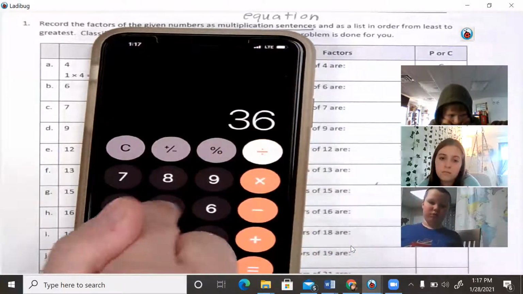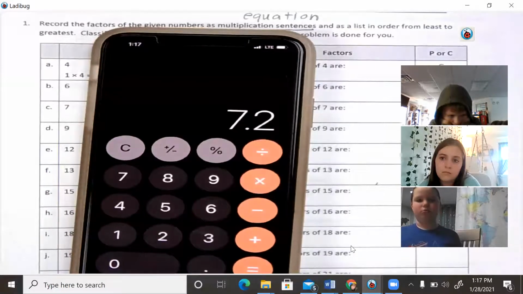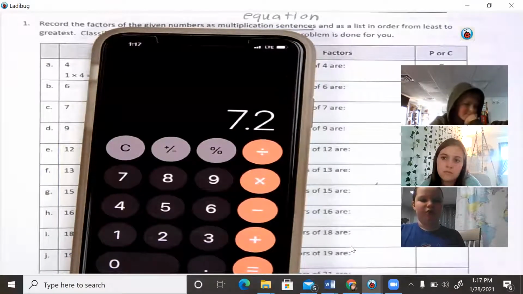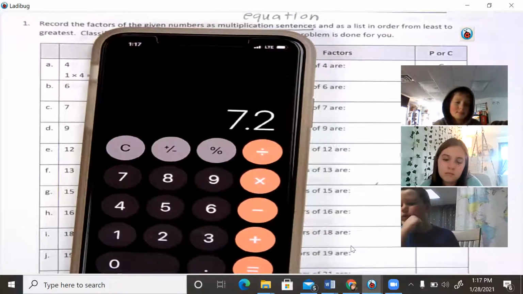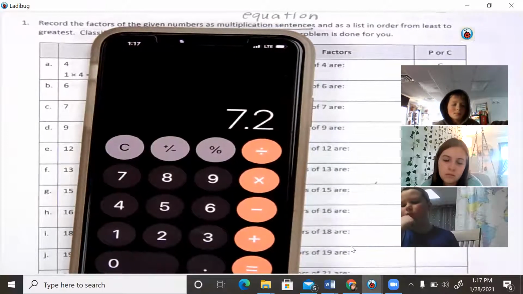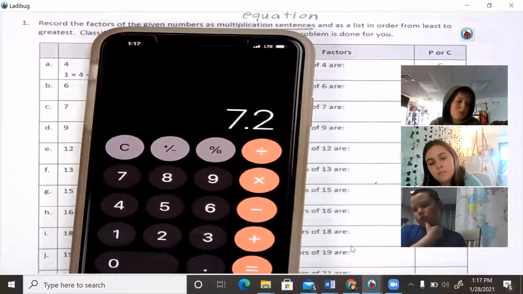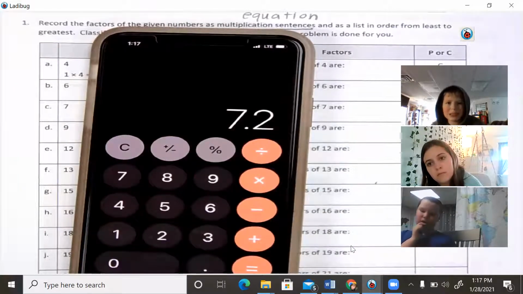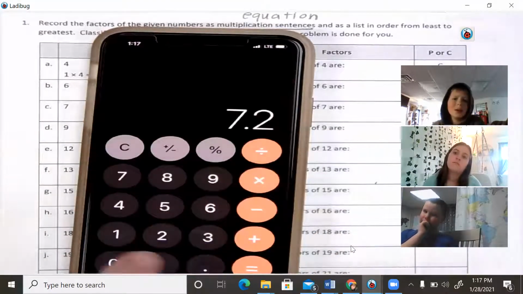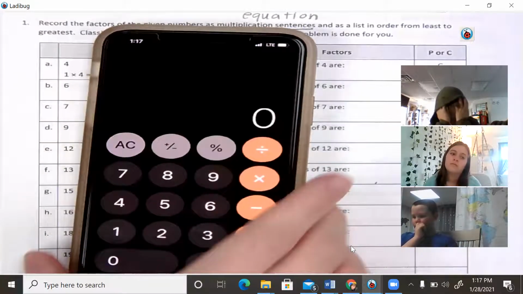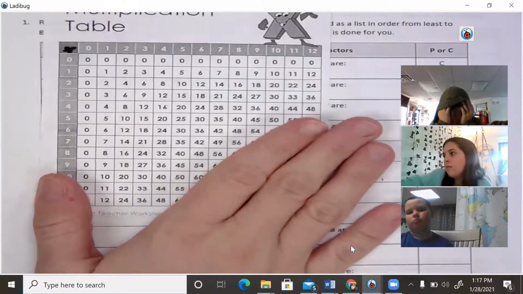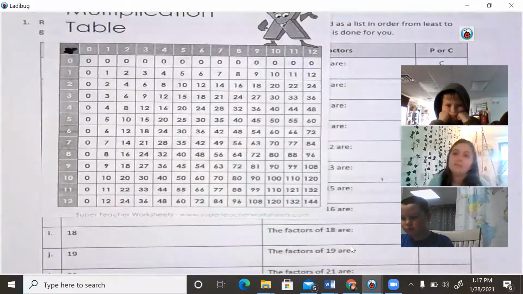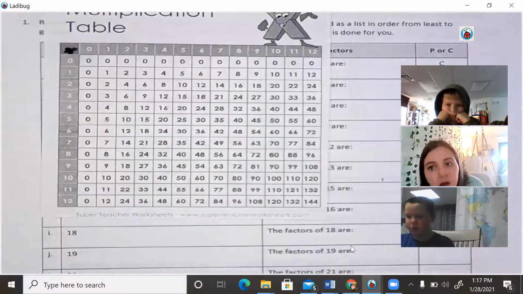Soren, when I put in 36 divided by 5, what do I get for my answer? 7.2. Is that a whole number? No. So I cannot multiply 5 by anything to get 36 because it gives me a decimal, because that means we would need parts of another number to make it a whole. So that's how you know it's not a factor, because when you divide by the number, it won't give you a whole number.